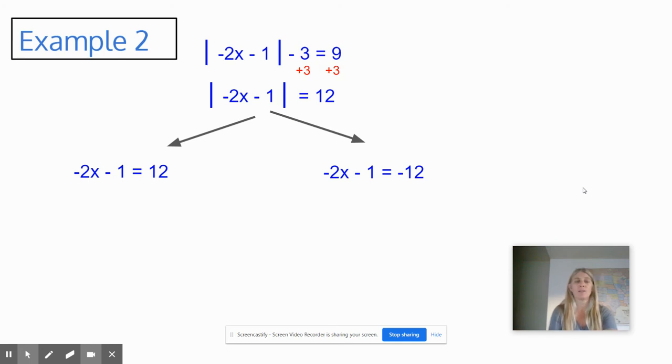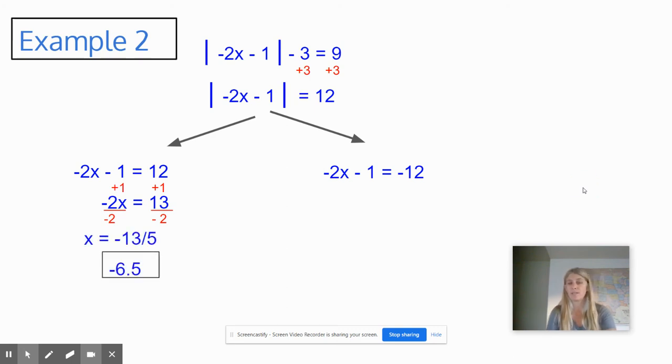So we're going to go ahead and solve. We're going to add 1 to both sides. That becomes negative 2x equals 13. Divide both sides by negative 2, and x is equal to negative 13/2, also known as negative 6.5.